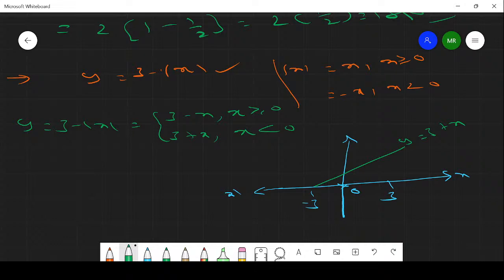Now, for x greater than or equal to 0, when x equal to 3, y will be 0. If you take any number between, for example 2, 3 minus 2 is 1. You can see the line. For x greater than or equal to 0, the line will be 3 minus x. Between 0 to 3, the graph will go up like this.